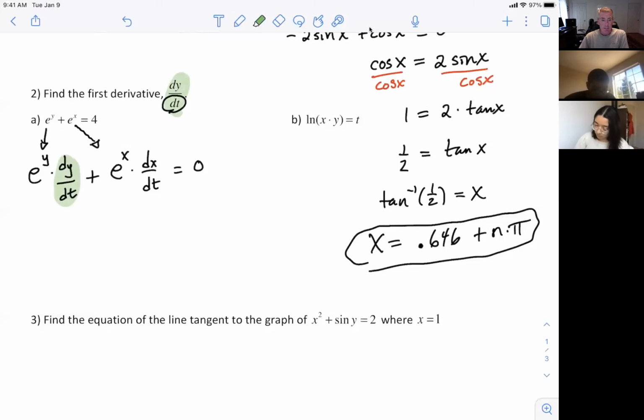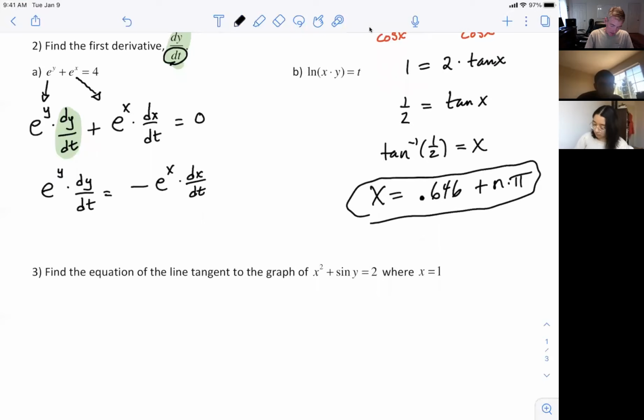So in the directions, I said to find the derivative dy/dt. So we need to solve for that green blob right there. So we could leave that on the left side for now. e to the y times dy/dt equals negative e to the x times dx/dt. And then the last step, to solve for dy/dt, just divide both sides by e to the y. And then the numerator stays the same.